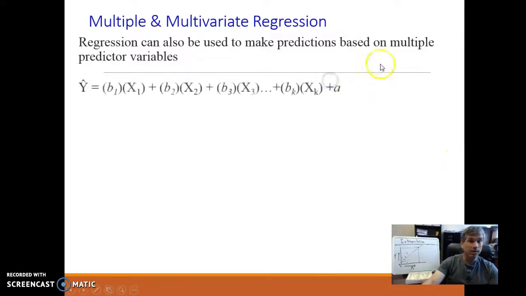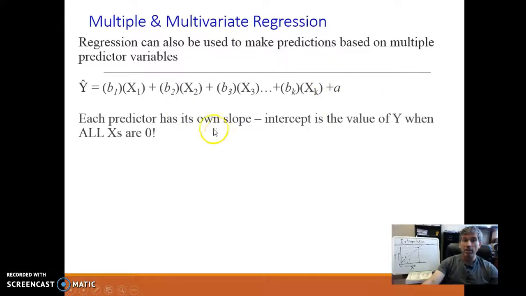The formula looks a little intimidating, but it's, again, pretty easy for computers to deal with. Basically what you see here is you have multiple different x's, multiple different predictor variables, and k just means as many as you've got, so however many you're using. Each one has its own slope, and we have a combined y-intercept. We have just one y-intercept for the whole thing. So each predictor has its own slope.